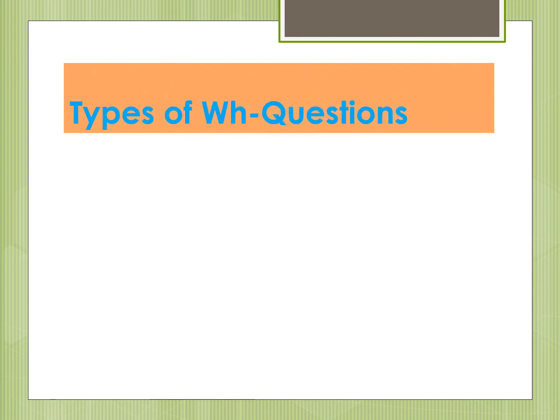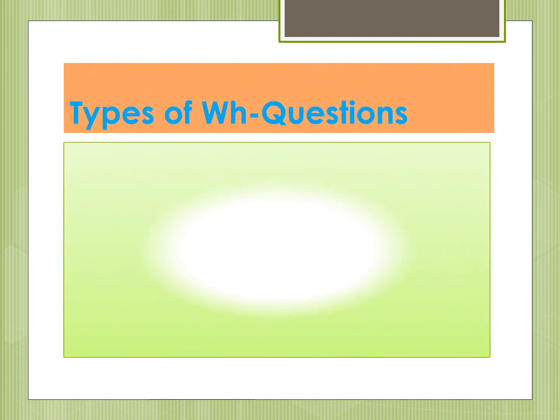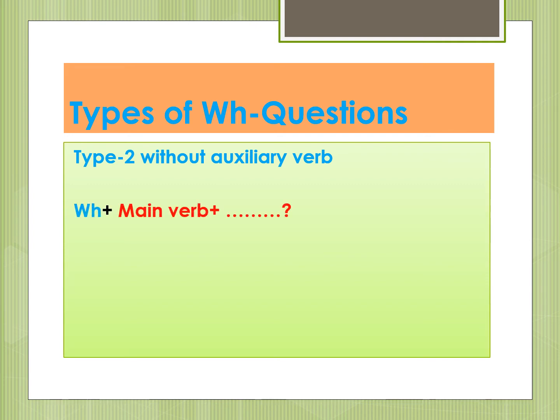Students, now we will see second type of WH questions. The second type of WH question is without auxiliary verb. That means the WH question without auxiliary verb. The structure is WH word plus main verb plus dash dash dash. That means in the dash, object or other words will come. Let us see an example.